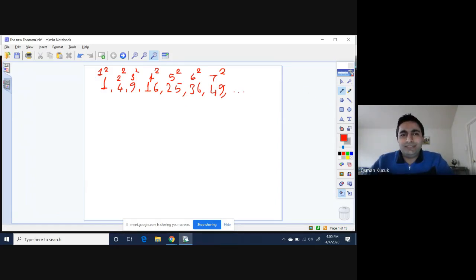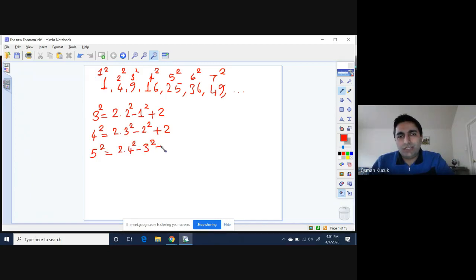The pattern I mentioned was 3 squared is equal to 2 times 2 squared minus 1 squared plus 2. 4 squared is equal to 2 times 3 squared minus 2 squared plus 2. 5 squared is equal to 2 times 4 squared minus 3 squared plus 2. That recursive pattern keeps going. So 6 squared will be equal to 2 times 5 squared minus 4 squared plus 2. And when I discovered this, I was so excited.